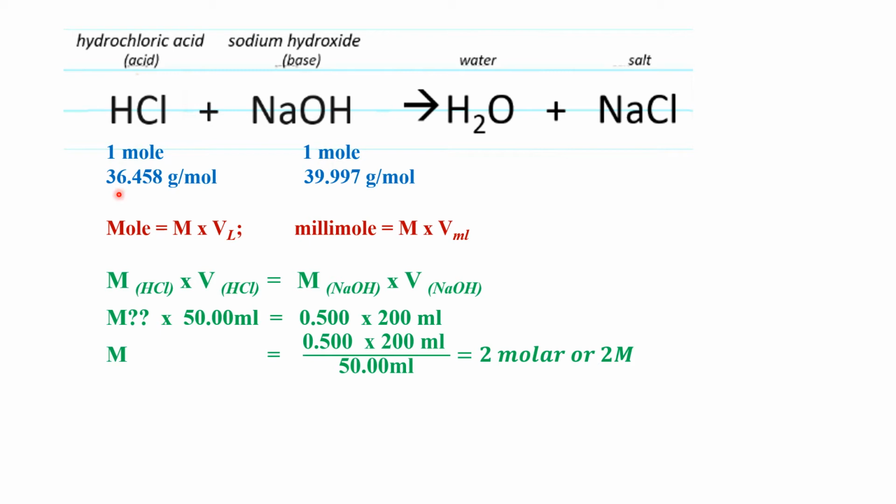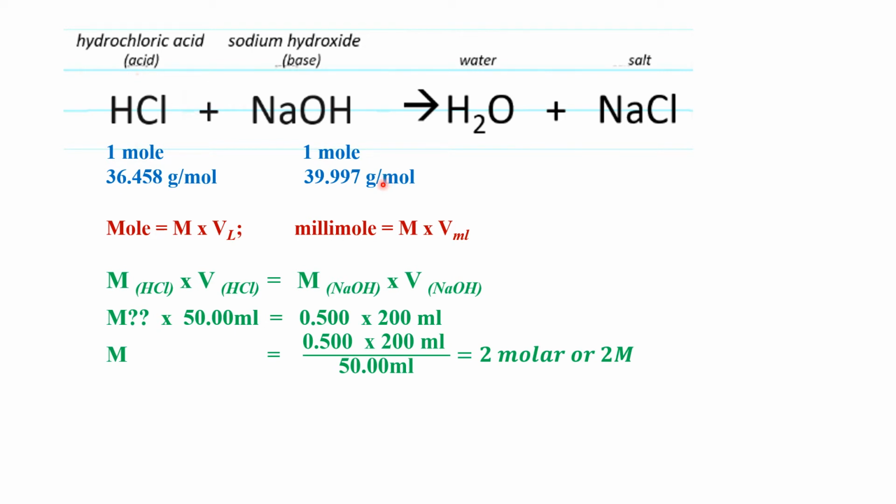Iba naman yung sa mass relationship. So kung 1 mole ng HCl, ang mass niyan is 36.458 grams. This is the molecular weight. And also, for sodium hydroxide, ang 1 mole is 39.997 grams or roughly 40 grams per mole. Okay, so mole-mole relationship, 1:1. This is mass-mass relationship or gram and gram relationship.